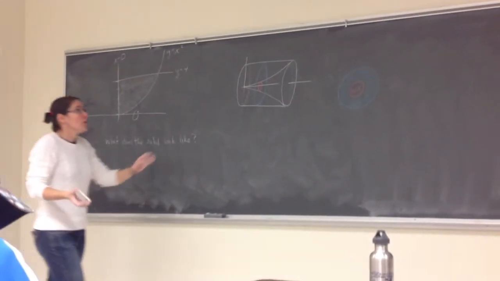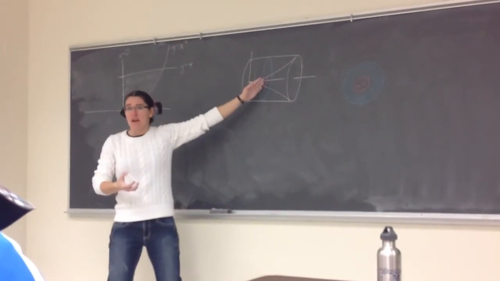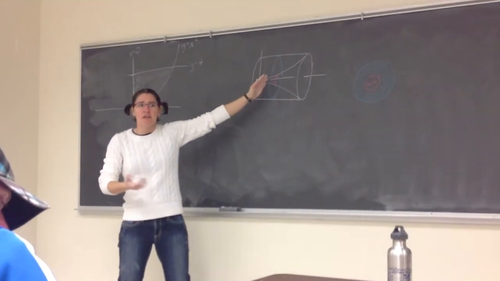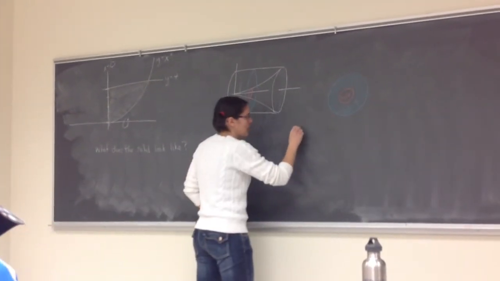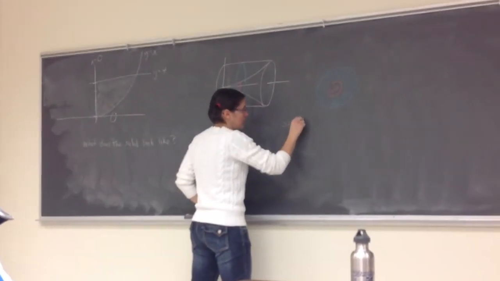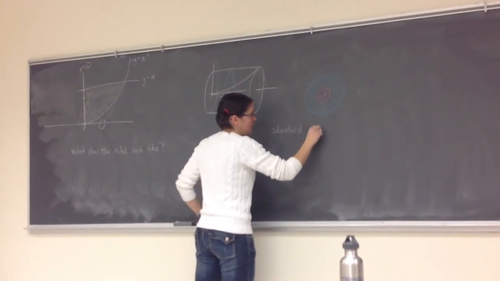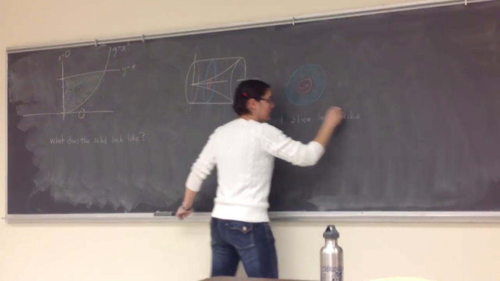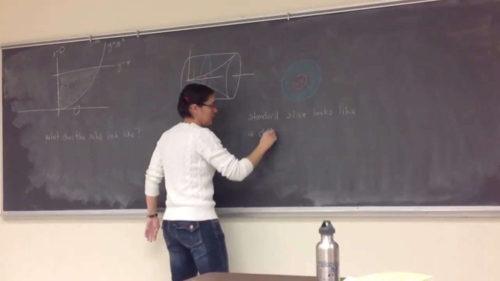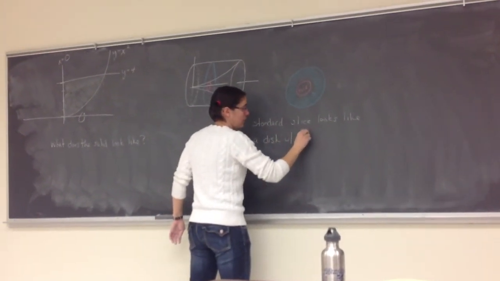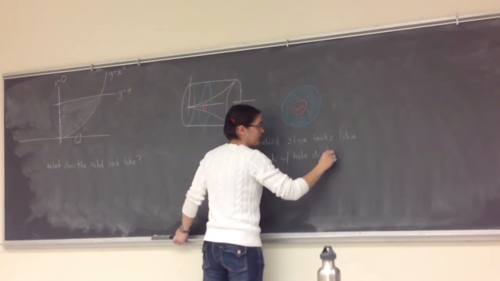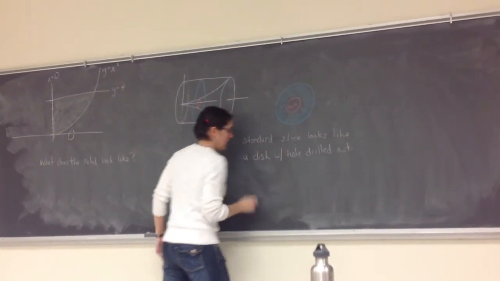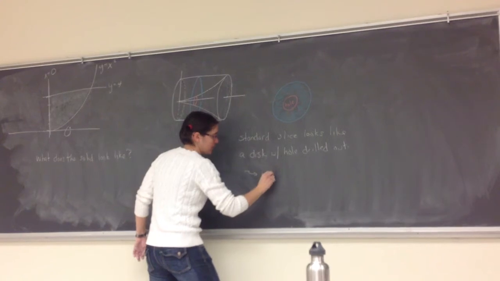Okay, so in this case, my standard object that I'm looking at, my standard slice, is a shape which looks like a washer. So it looks like a disc with a hole drilled out. And we'll call that shape a washer.